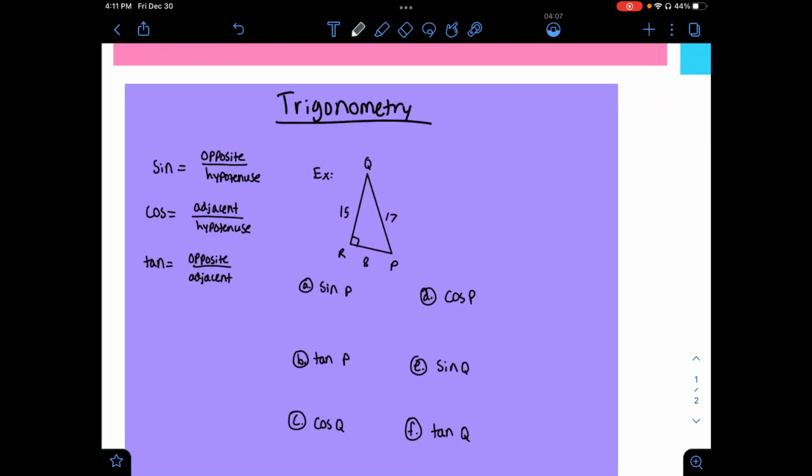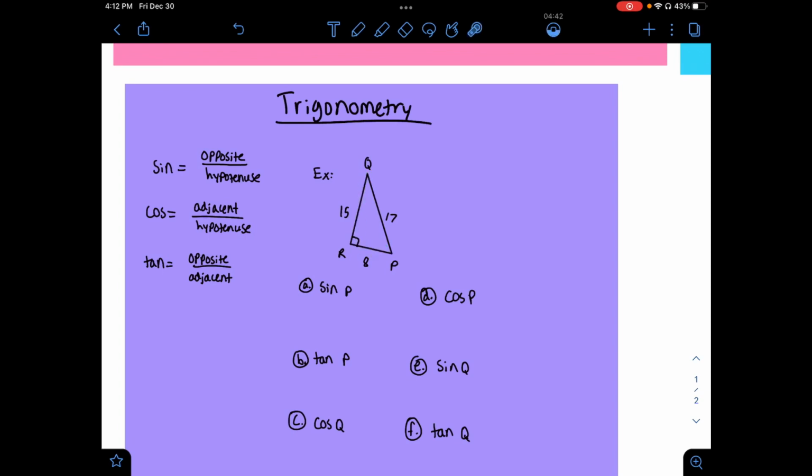Then last we're going to cover some trigonometry. There's more than just sine, cosine, and tangent, but those are the three we're going to cover. You can use trigonometry if there's a right angle. Sine is the opposite side over the hypotenuse. So if we do sine for p, it would be the opposite side, 15, over the hypotenuse, which is 17. Cosine is the adjacent side, the side next to the angle, over the hypotenuse. And tangent, if we're still using p, is the opposite side over the adjacent side.